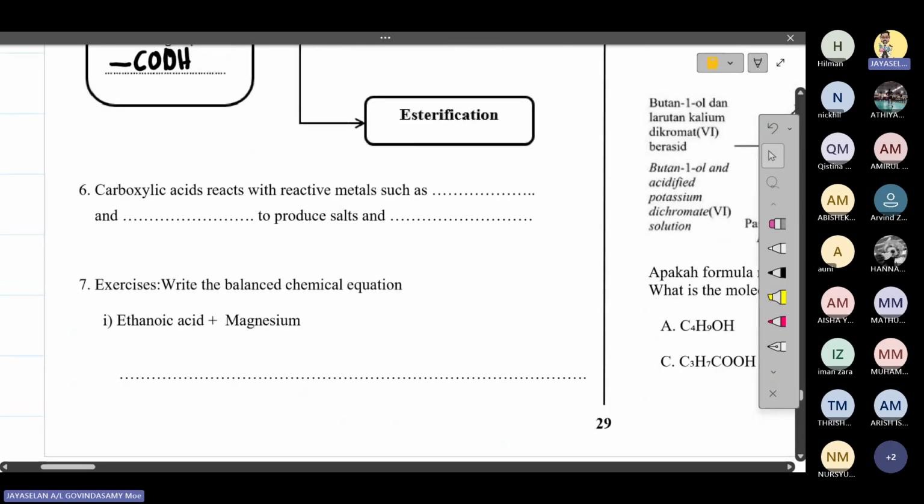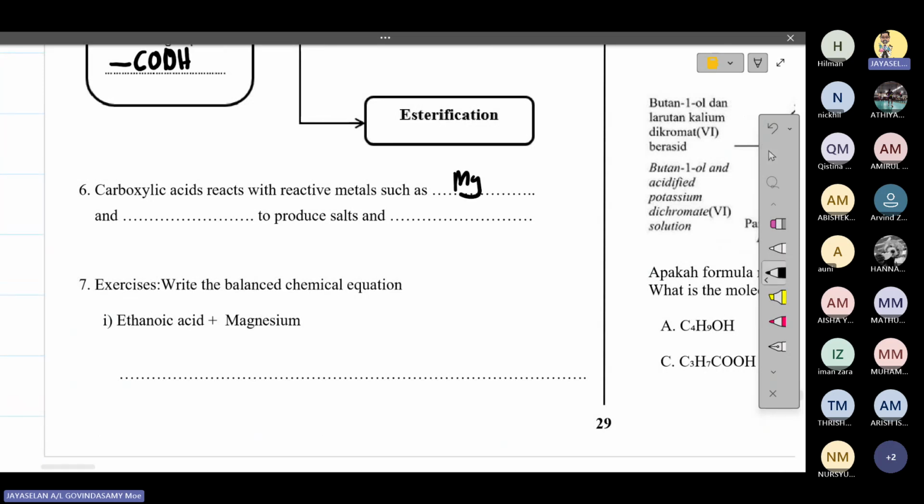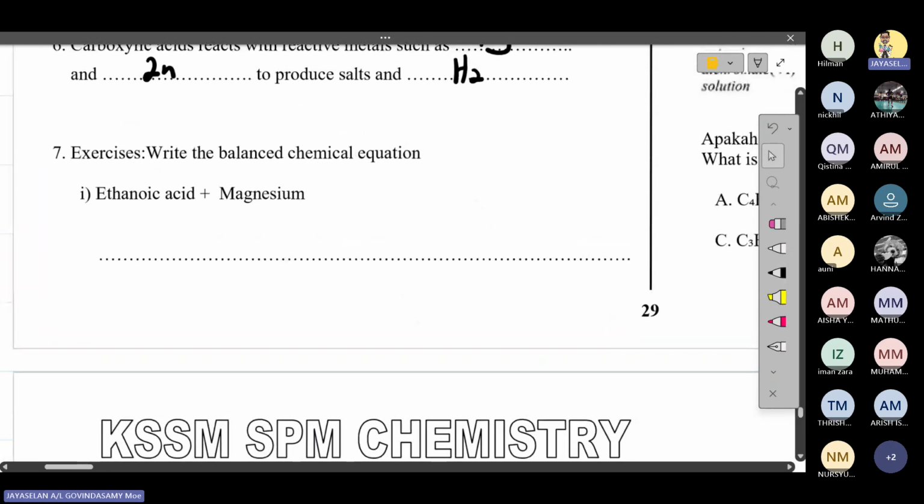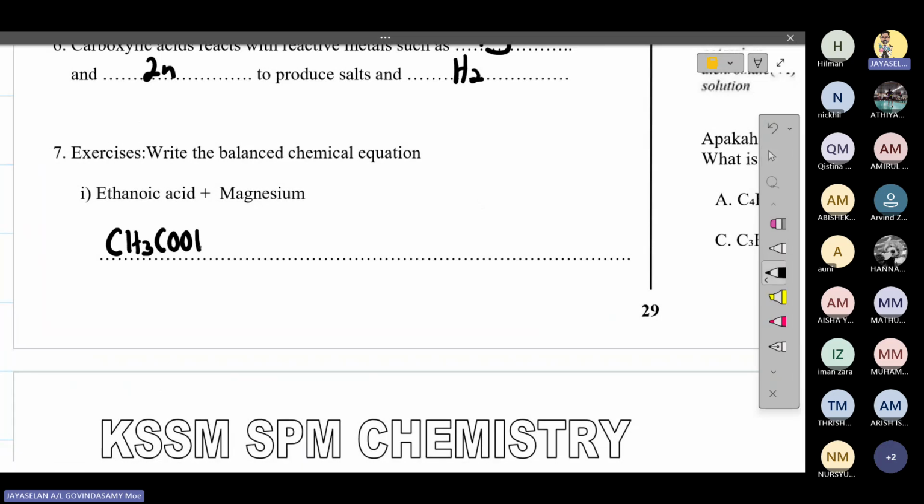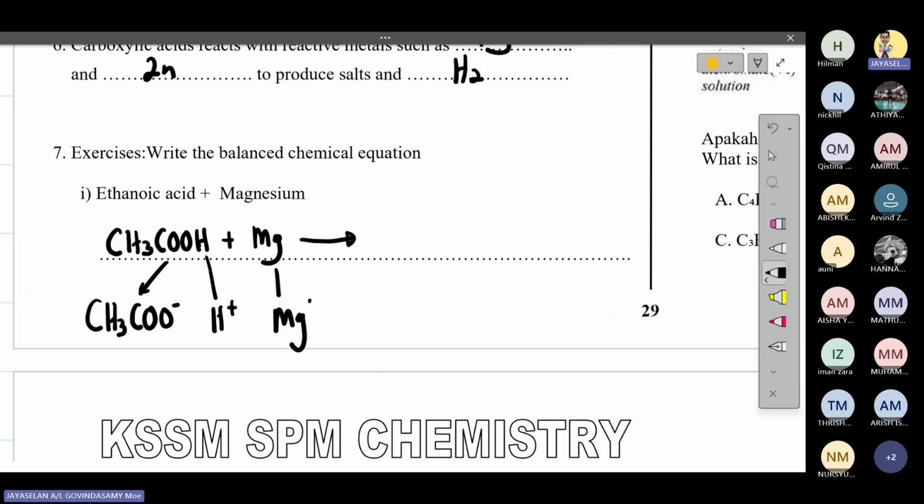Okay, carboxylic acid react with reactive metals such as magnesium and zinc and will produce salt and hydrogen gas. Okay, we write down the equation. Number 1 I will do, number 2 you guys do. Ethanoic acid CH3COOH react with magnesium. What product you guys will get? Okay, can take out the ion: CH3COO negative, hydrogen ion, magnesium ion.